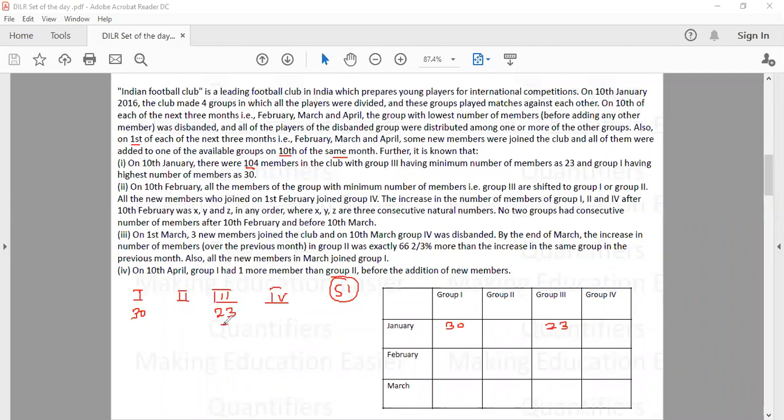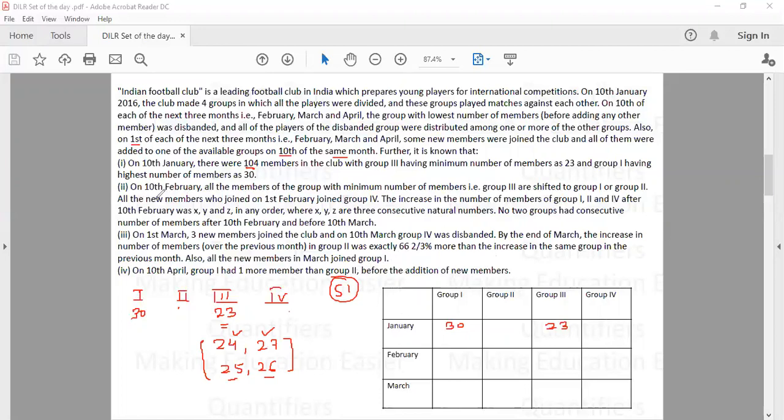Since 23 is the minimum number, that means one group among 2 and 4 must have 24 members. Then the second one will be having 27. If one has 25 members, the other will have 26, right? And 27, 24, again the same numbers; 26 and 25, again the same numbers. So these are the two possibilities. That means in group 2 or group 4, either there will be 24 and 27 members in any order, or there will be 25 and 26 members in any order, right?